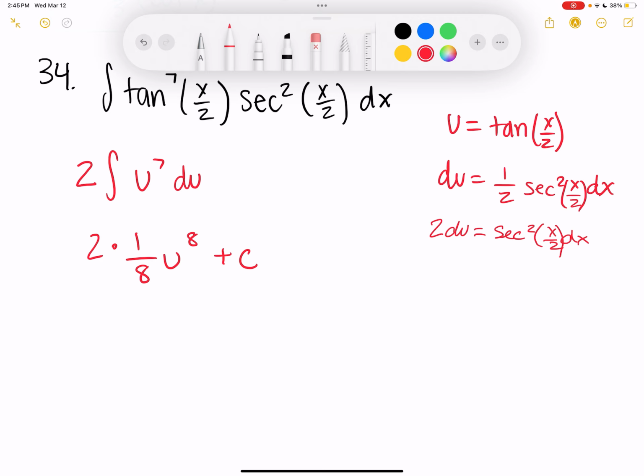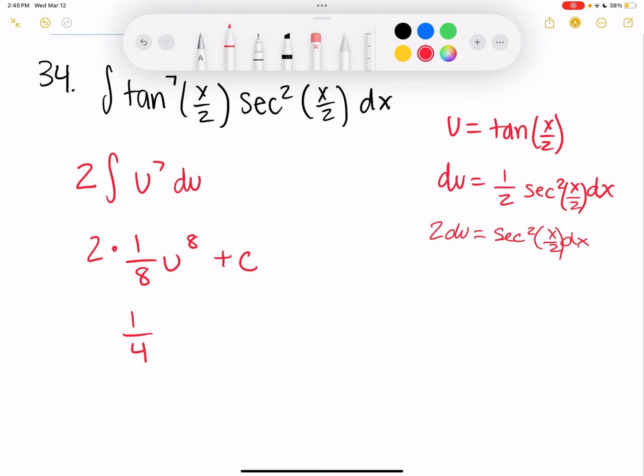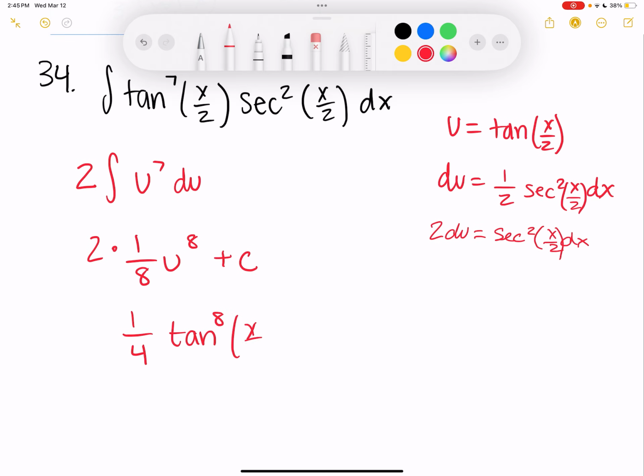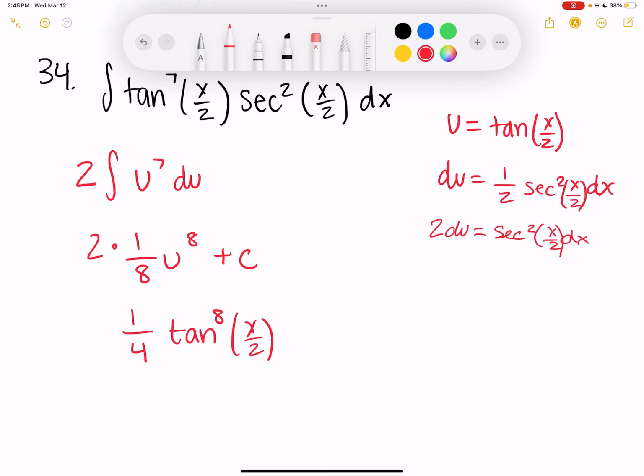So then that's going to give me 1/4, and then since this is to the 8th, I'm just going to write tangent to the 8th of x over 2. You could do it like we did in the last one, obviously, and then plus c.